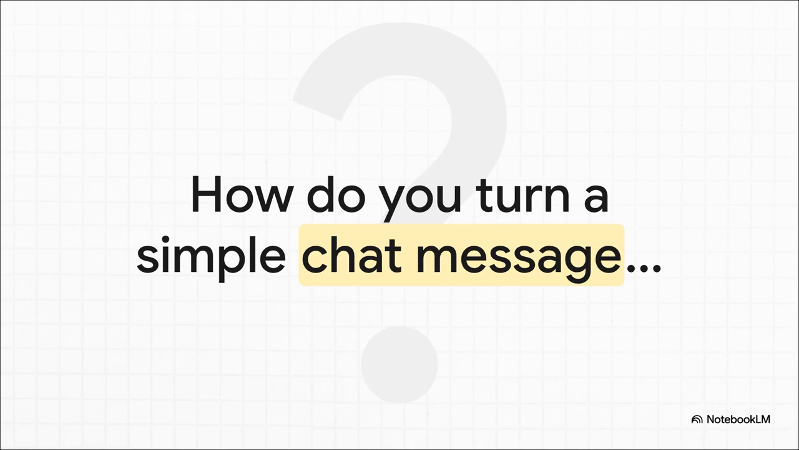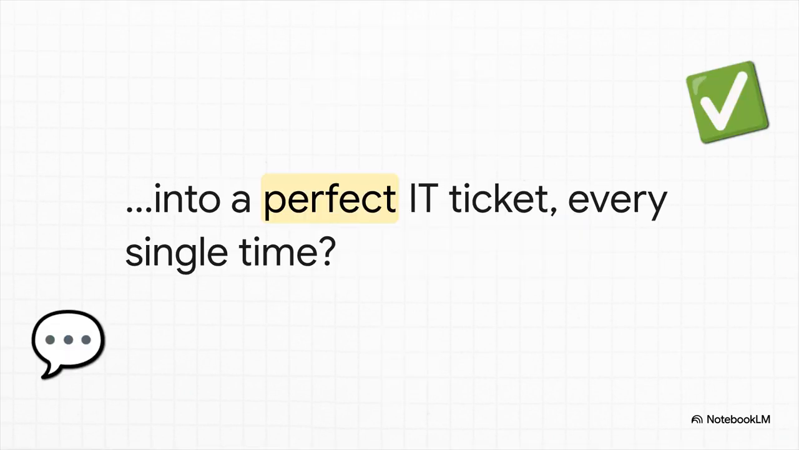So think about it for a second. Here's the problem we're trying to solve. You've got a user, they're in a chat window, and they type something like, "Hey, my laptop is running super slow." How do you take that simple message and turn it into a perfectly formatted, correctly categorized IT ticket inside a system like ServiceNow and do it every single time without a human having to touch it?